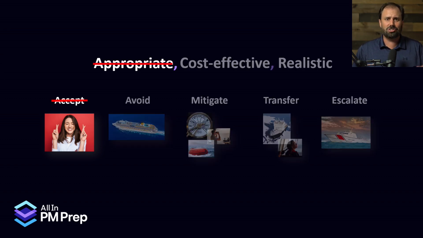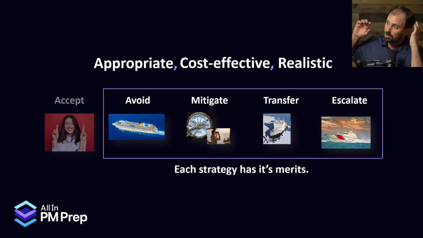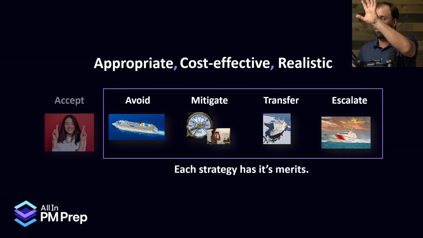Number 1 is just accept it. We have all seen Titanic. I have actually never seen Titanic, but I know how it ends. It is not acceptable to just say, roll them dice. So that's not an appropriate strategy. Now we're wiping that one out. Now, if we look at the rest of them, appropriate, cost-effective, and realistic, I think those all have their own merits. Avoiding, mitigating, transferring, escalating.